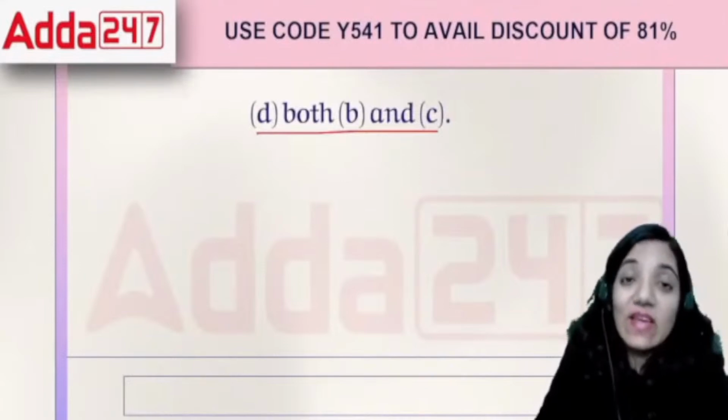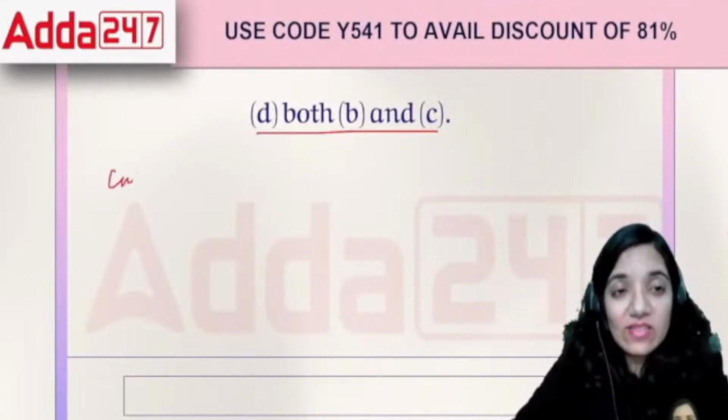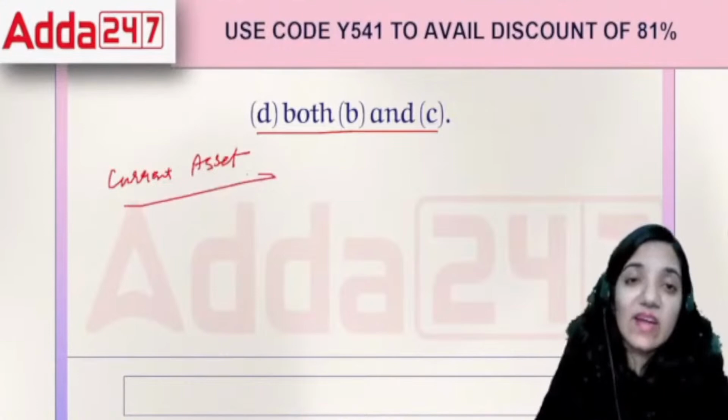Because it's a liability, it should be recorded in the balance sheet on the liability side. It is a current liability in the books of accounts.